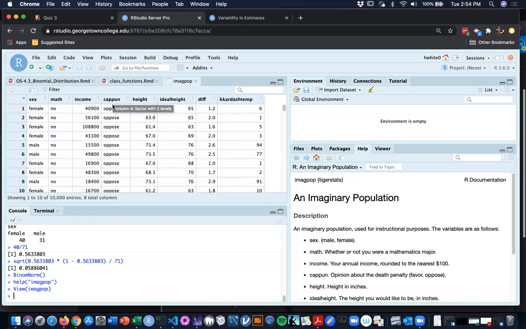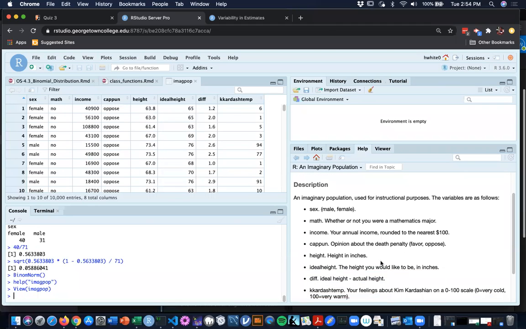CAPPUN is short for capital punishment. You've asked each person, do you favor capital punishment? And they either oppose it or favor it, so a nice nominal categorical variable. Height in inches is numerical, and ideal height is numerical. The difference between the ideal and the actual height, like 65 minus 63.8 is 1.2, is another numerical variable. And here's a final numerical variable, kcartemp.